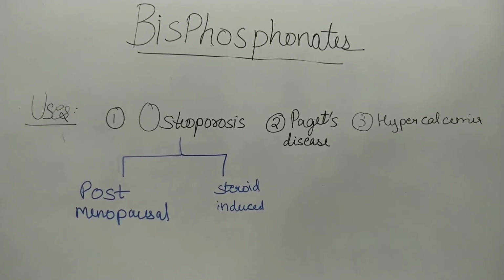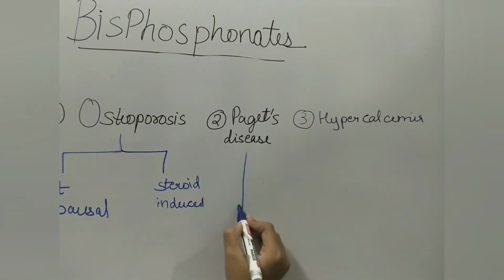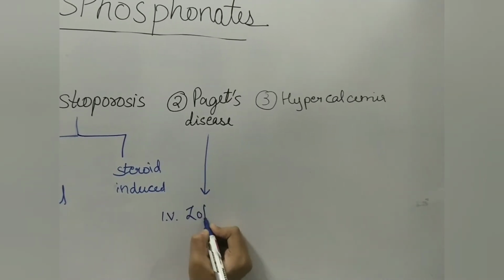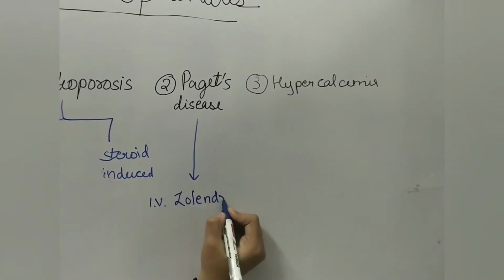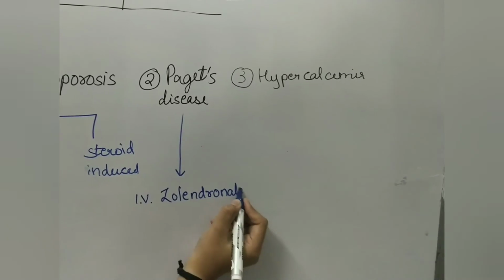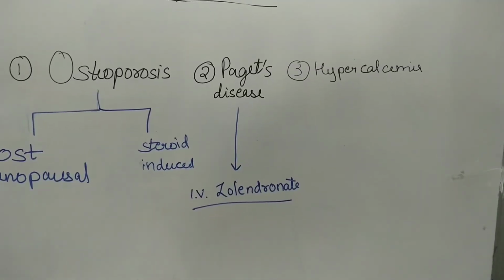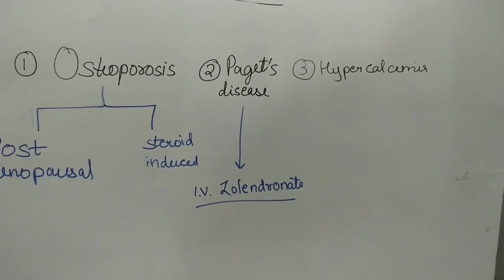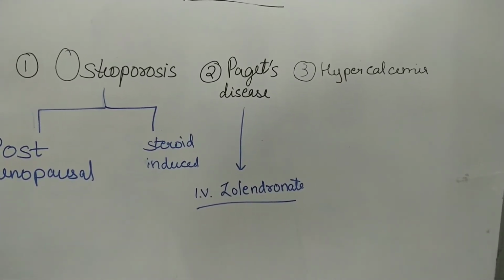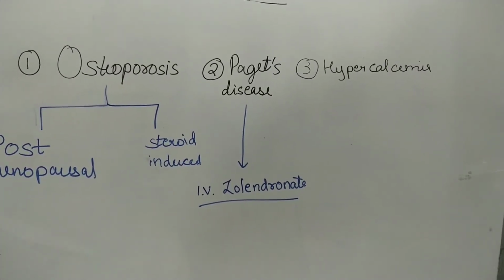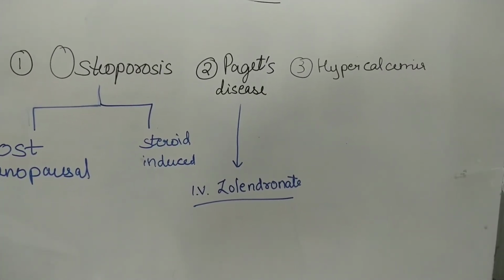Next, Paget's disease. Here, the treatment of choice is IV zoledronate. Remember, zoledronate is the longest acting and the most potent drug. Paget's disease is a disease in which lytic lesions and blastic lesions are present. And hence, here zoledronate will decrease the bone pain and the alkaline phosphatase level.